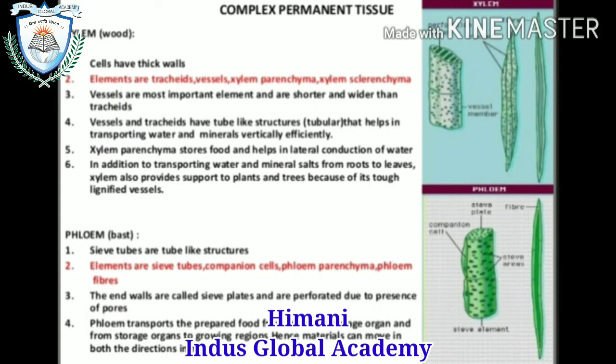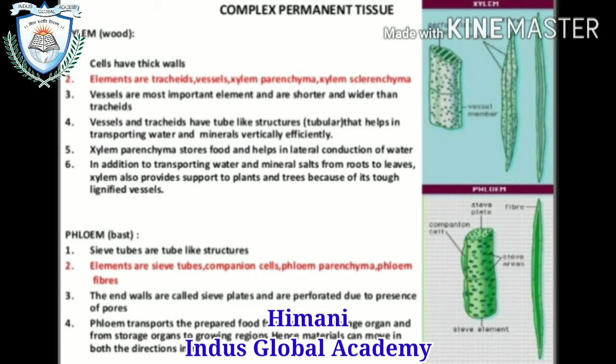Now xylem tissue, which is present in the wood. These cells have thick walls and the elements present in xylem are tracheids, vessel, xylem parenchyma and xylem sclerenchyma. Vessels are the main important element and are wider than the tracheids. Vessels and tracheids have a tube-like structure which helps in transporting water and minerals vertically and efficiently.